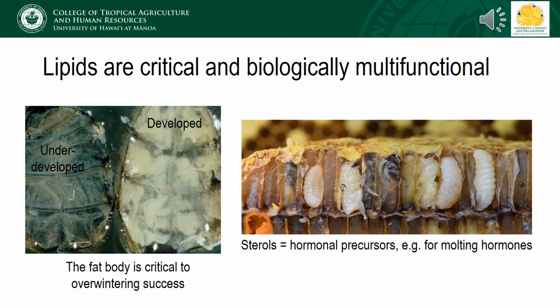Sterols are a type of lipid and are precursors for hormones that are required for normal growth and development and reproduction. One example is cholesterol, which is a precursor for the production of molting hormones. Without these, the growing larva wouldn't be able to transition between instars and would die, or wouldn't be able to develop properly during the pupal stage.